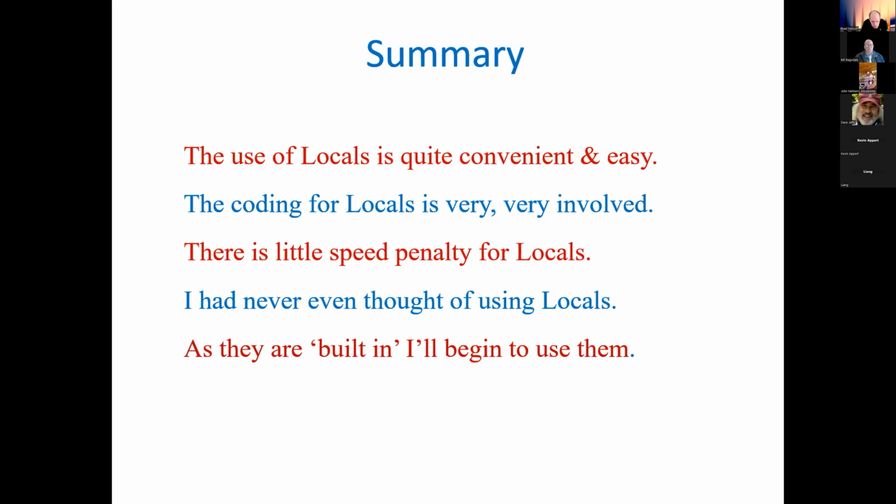So, a summary. The use of locals is quite convenient and easy. Syntax is obvious. They are very flexible because you can make the declaration anywhere in a word that you want. However, and this is not a drawback, the coding is very, very involved. The coding for a normal value is 1 line of high-level Forth and probably 3 or 4 lines of object code, assembly level.